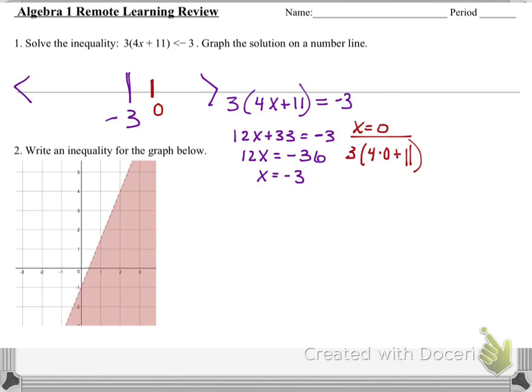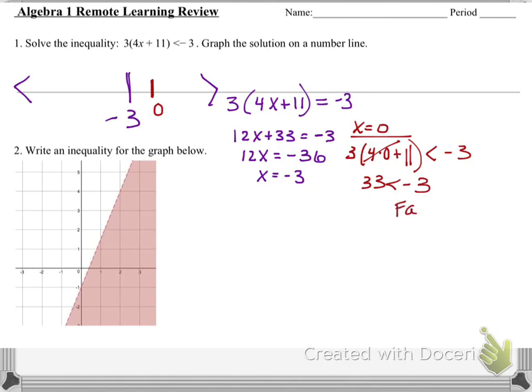Equals, or is less than negative 3. And I'm going to see that 4 times 0 is 0, 3 times 11 is 33. Is 33 less than negative 3?